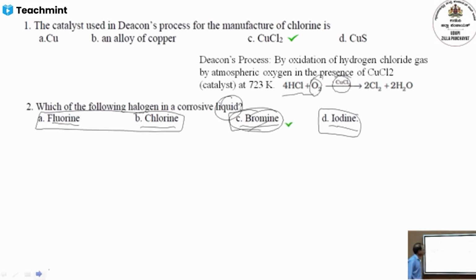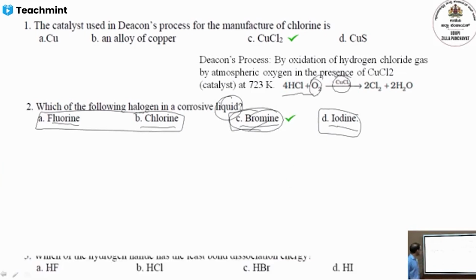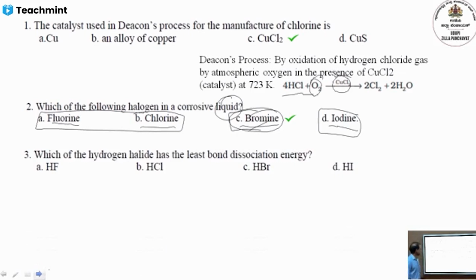And the next question is, which of the hydrogen halides has the least bond dissociation energy? Bond dissociation energy is dealing with the ability to dissociate one mole of the bond. In fact, it is dealing with the bond strength. For which one the bond strength is less is the question. So whether it is HF, HCl, HBr, or HI. The stronger the bond, the closer the bond, and the bond dissociation energy is more.